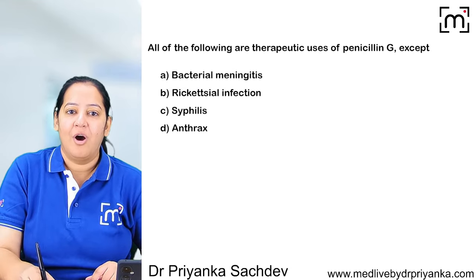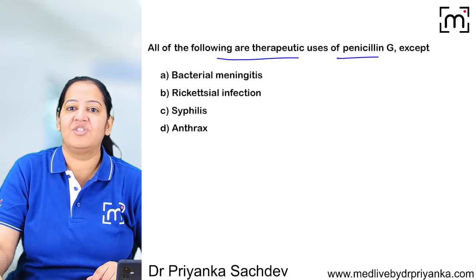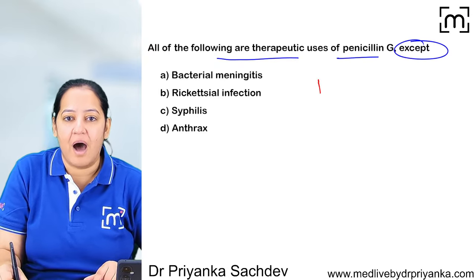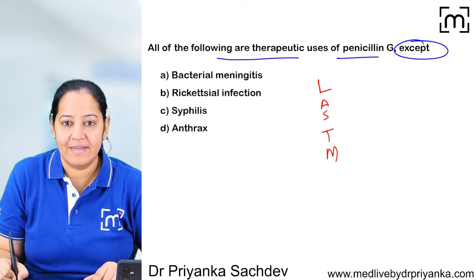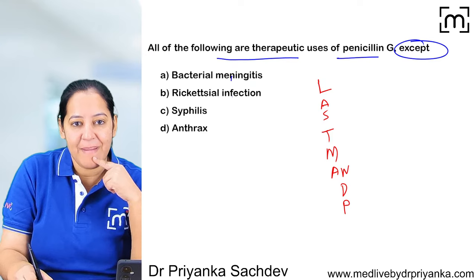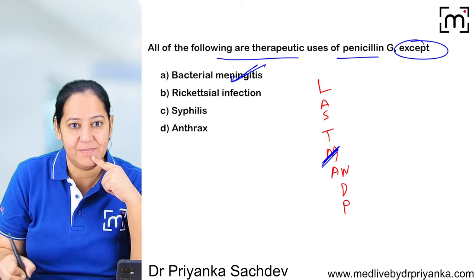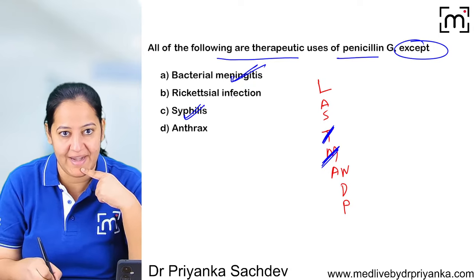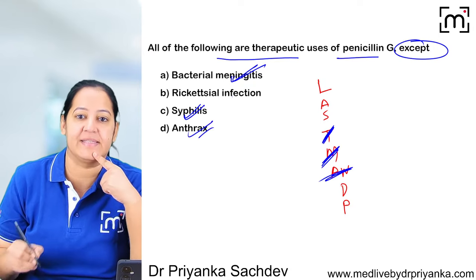The next question. All are the therapeutic uses of penicillin G except. Therapeutic uses, I told you a mnemonic. The mnemonic is LAST MAN DP. This was the mnemonic I told you. So what is not coming in this mnemonic? Meningitis is coming. Yes, M is meningitis. Syphilis is coming. Yes, T is Treponema pallidum. Anthrax is coming. Yes, this AN is anthrax only.